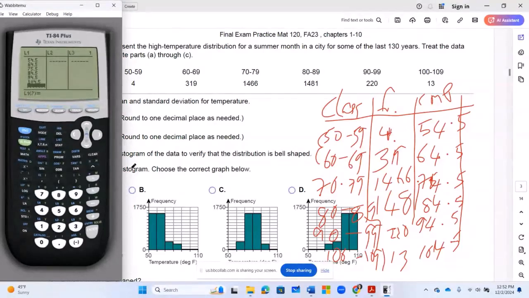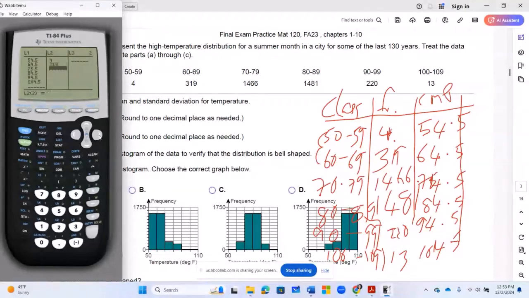All right, so I will put in 4, enter. Why am I putting 4 there? Okay, but in the wrong place. So I'm going to delete. I am going to L2, where frequency should be. So I put in the frequencies. 4 is the first one.